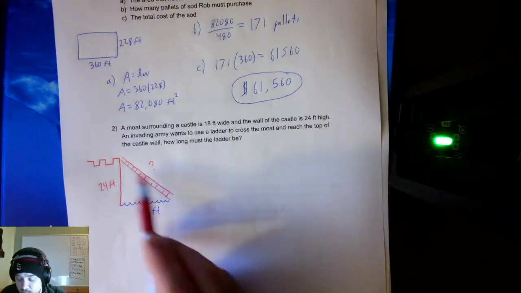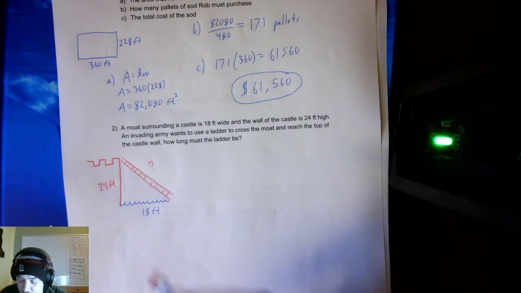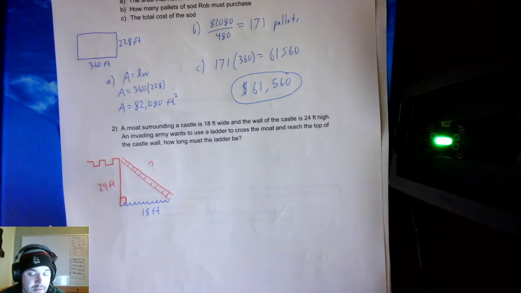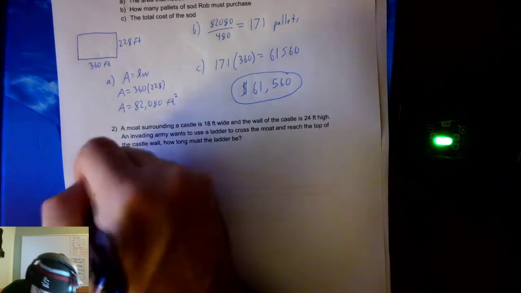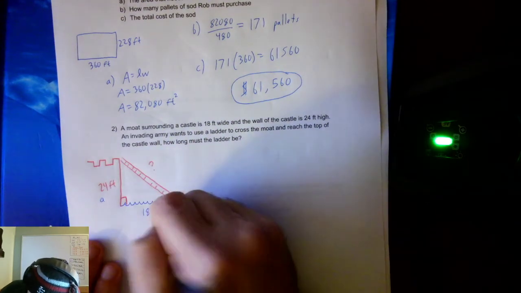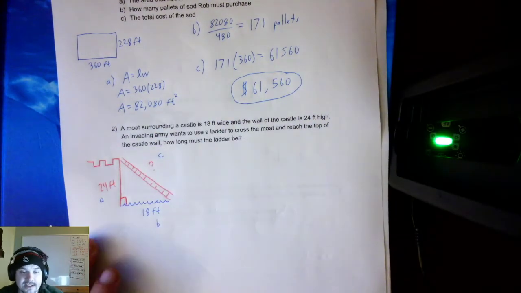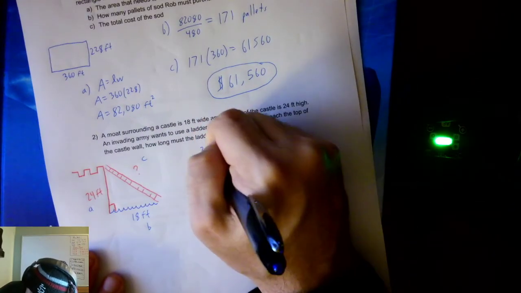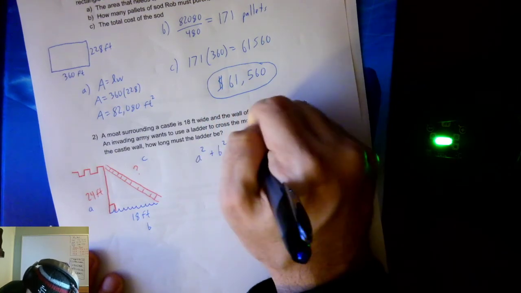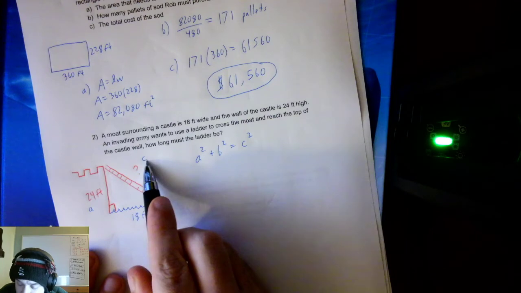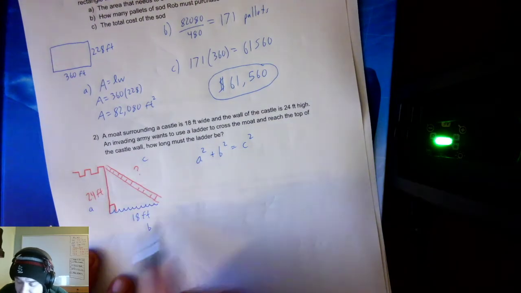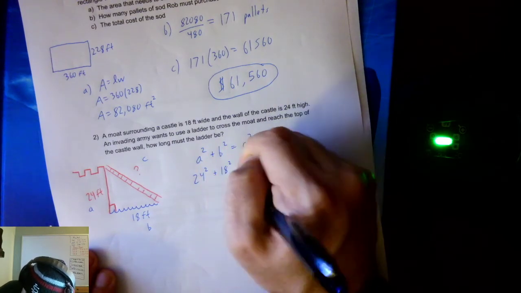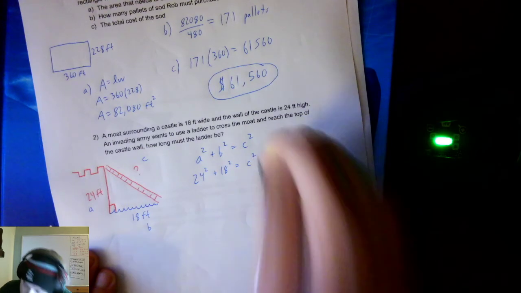Well, what shape did I draw here? Castle, water, ladder. It's a right triangle, isn't it? The water and the wall will meet at a 90-degree angle, right? So I can label these, maybe A, B, and C, since it's a right triangle, because I'm going to want to use the Pythagorean theorem for this question. I want to know what C is, the hypotenuse, the ladder. And I know my other values. Well, 24 squared plus 18 squared equals C squared.